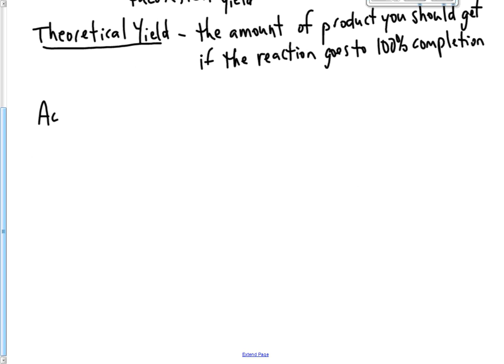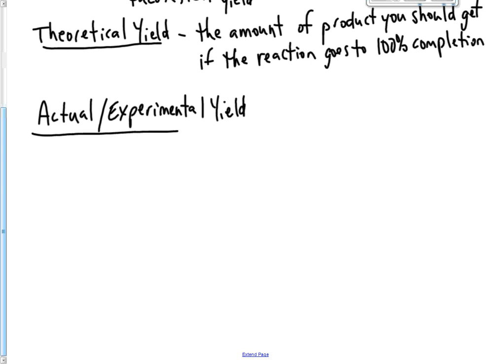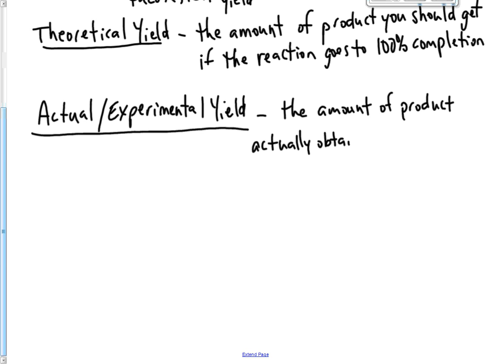So let's talk about your actual or your experimental yield. Okay, and this is the number that you actually get. So this is the amount of product actually obtained in the experiment.